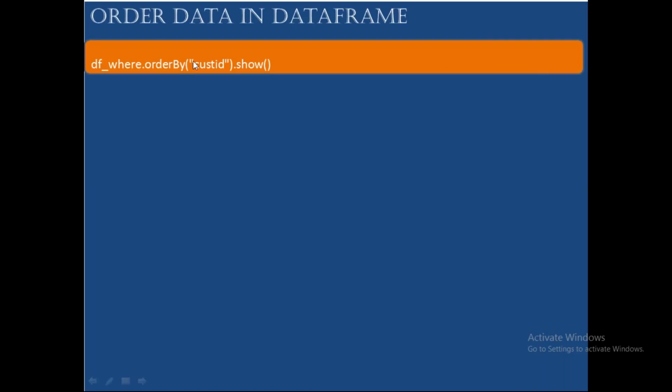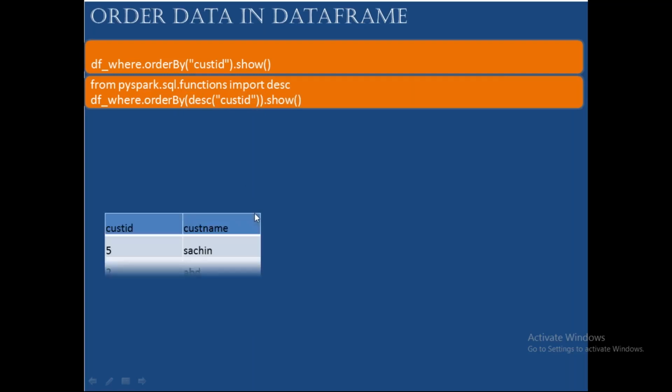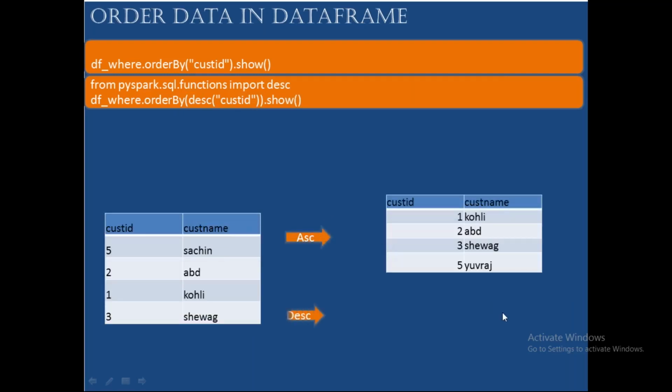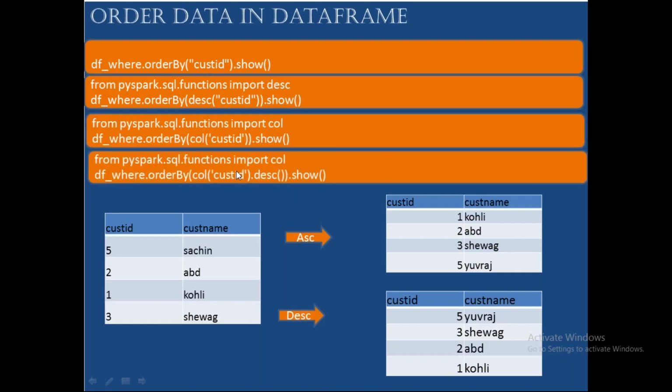So the same way, order by you can use. Otherwise, order by desc of custid you can use. Same thing it will do: for ascending this, for descending this. Instead of sort, you need to use order by. You can use these two syntaxes, or you can use these two syntaxes. Here I'm using the col function. Here I'm not using the col function. That's all.